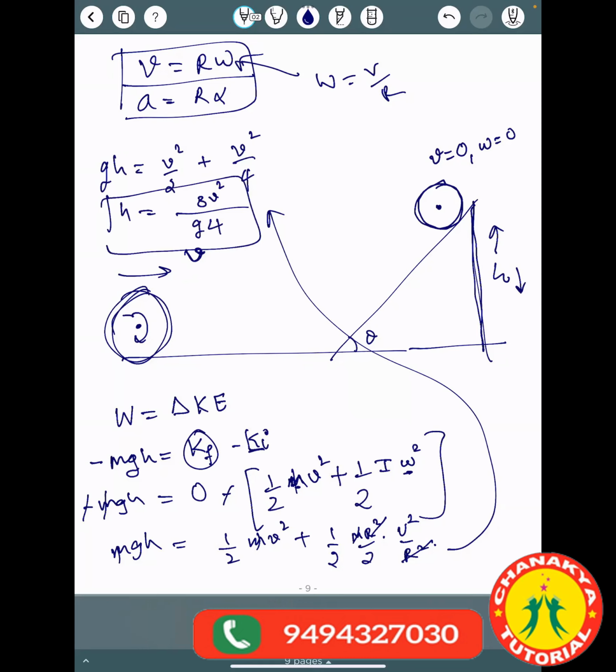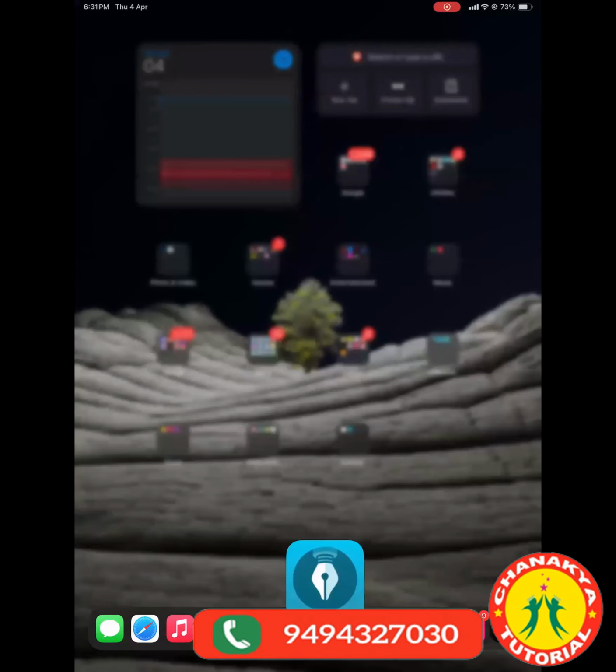Everything is already taught to you. Understood, everyone? This is translational kinetic energy. This is rotational kinetic energy. So when rotation comes, you have to consider this energy also. And the shortcut, I told you, m replaced by I, v replaced by omega. Okay?